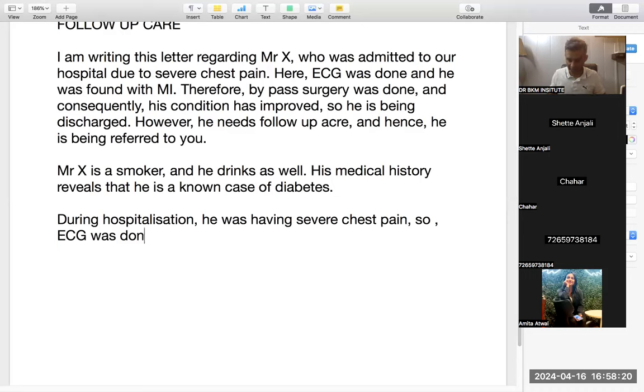Now change the connector. I will tell you a very special connector for when you are doing investigation. X-ray was done in which fracture was found. ECG was done in which MI was found. Or you can say the patient was found with myocardial infarction. Then again you will say, therefore, now the story obviously will remain the same. Therefore, bypass surgery was done.